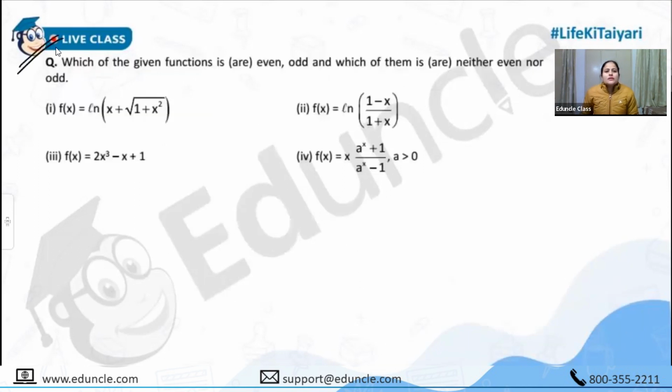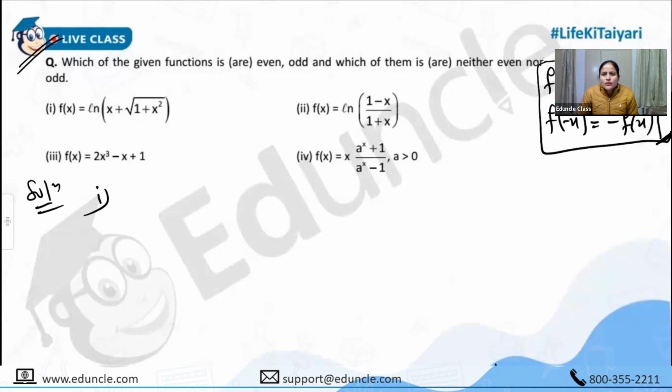Which of the given functions is or are even or odd, and which one of them is neither even nor odd? We have to tell about even and odd functions. First, even function: if f at minus x gives you f of x, the function will be even. If f at minus x is equal to minus of f of x, then the function is odd. If neither of these forms comes, then the function is neither even nor odd. Let's see, in the first one, f at minus x.